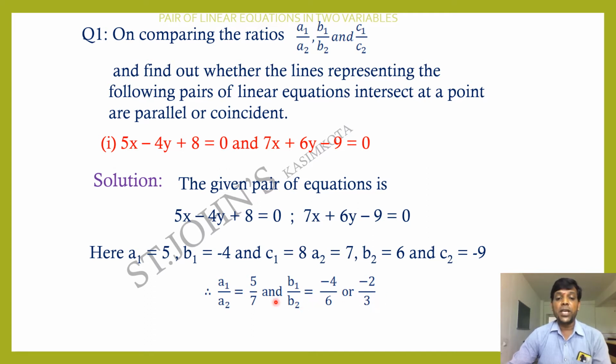Now what do you observe? Here a1/a2 is not equal to b1/b2. So what type of lines? These two are intersecting lines. It has a unique solution. Otherwise, c1/c2 is no need. Already we got the answer: a1/a2 is not equal to b1/b2.